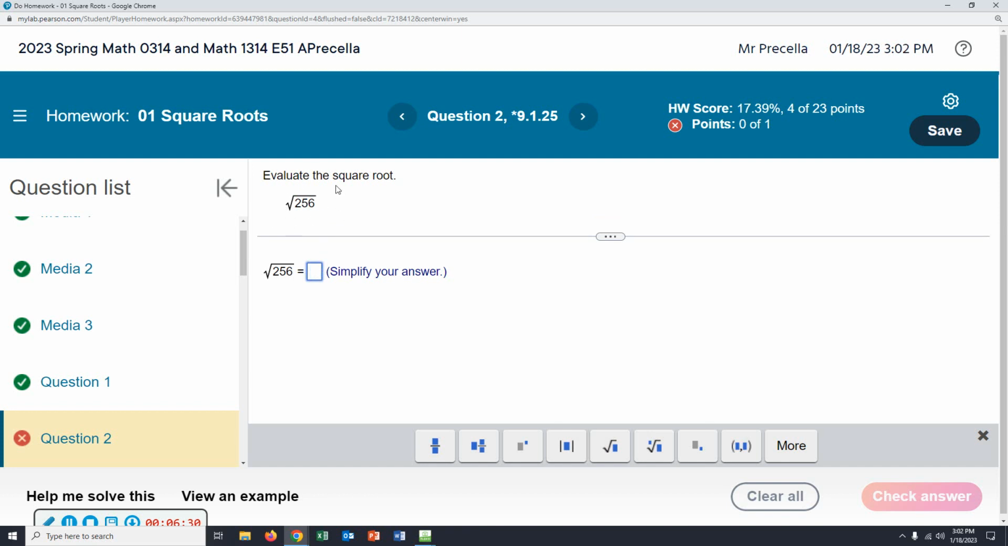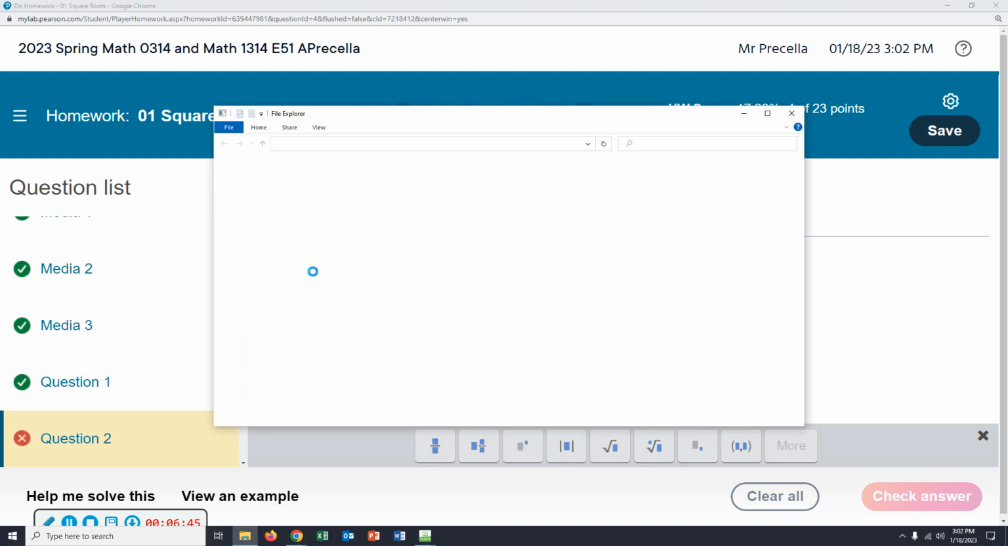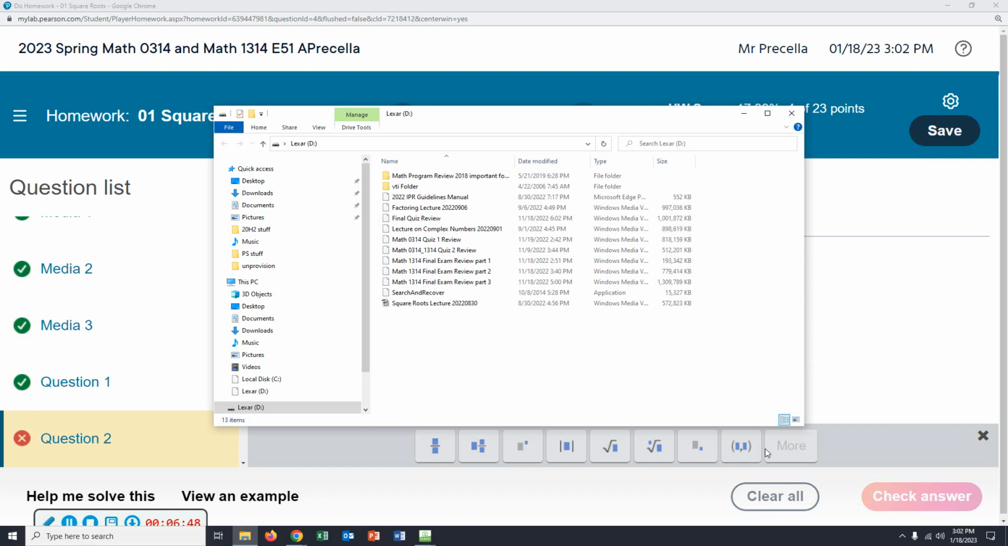This one, 256. What times what will give us 256? What times itself will give 256? 16, that's right. 16 times 16 is 256.